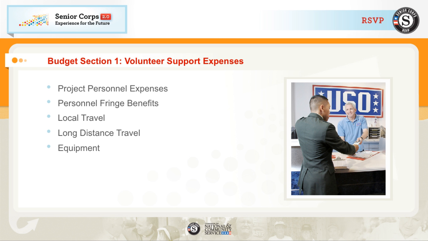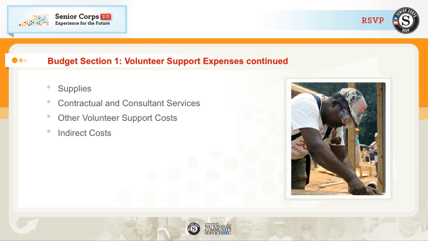The next section is equipment. Any items costing more than $5,000 are considered equipment and should be listed here. Supplies include items that cost less than $5,000. List the type of supplies and their respective costs. Itemize large items.